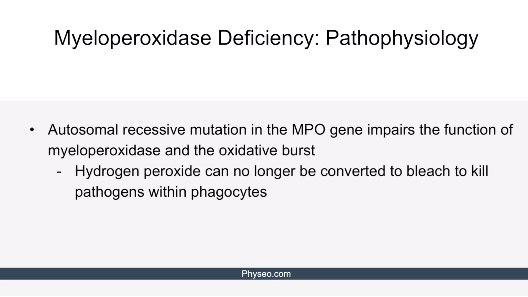The key difference between chronic granulomatous disease and myeloperoxidase deficiency stems from the pathophysiology of these disorders. While chronic granulomatous disease arises from a defect in the NADPH oxidase, myeloperoxidase deficiency stems from an autosomal recessive mutation in the MPO gene that impairs the function of myeloperoxidase and thus the oxidative burst. Specifically, in cases of myeloperoxidase deficiency, hydrogen peroxide can no longer be converted to bleach to kill pathogens within phagocytes.